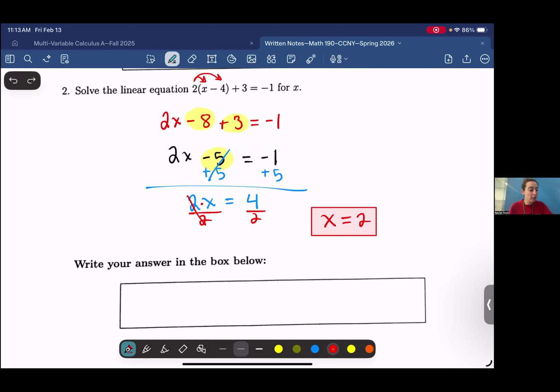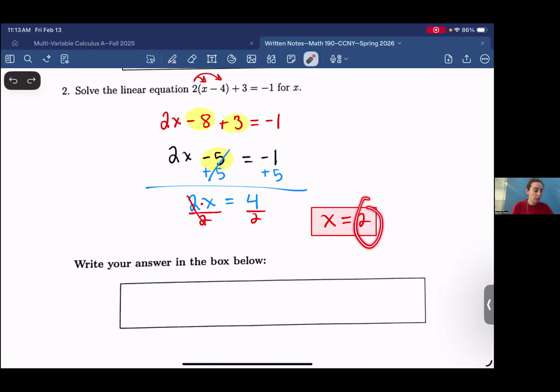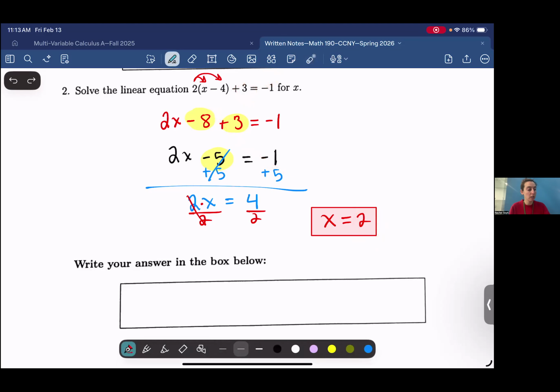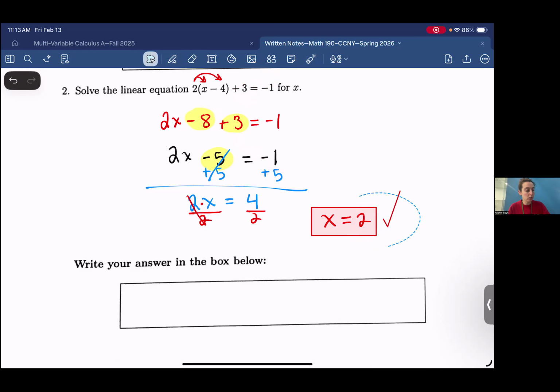Now we want to check to make sure this indeed works. Let's plug 2 back in. 2 minus 4 is -2. -2 times 2 is -4. -4 plus 3, does that give you -1? It does indeed. So x equals 2 is our final result. Put it in the box to get full credit, and then you are done.